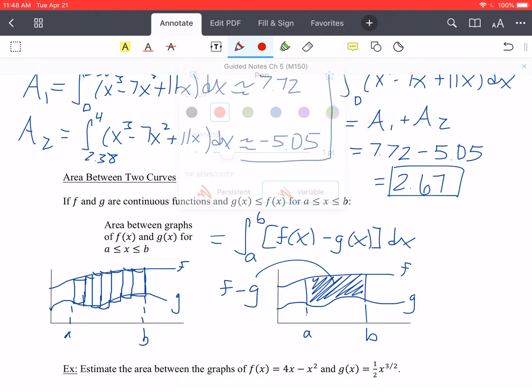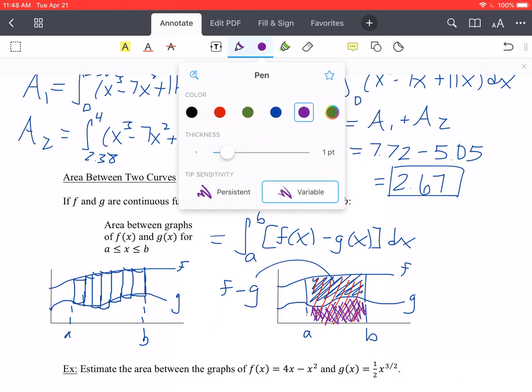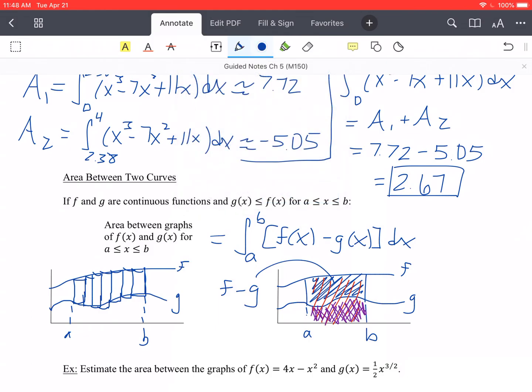Because the area beneath f is going to be everything here. That's all the area below f, but then the area beneath g is this part down here. So I want the area beneath f and then take out this portion beneath g. f minus g, and that leaves you with this portion up here, which is what we're talking about, the area between f and g.